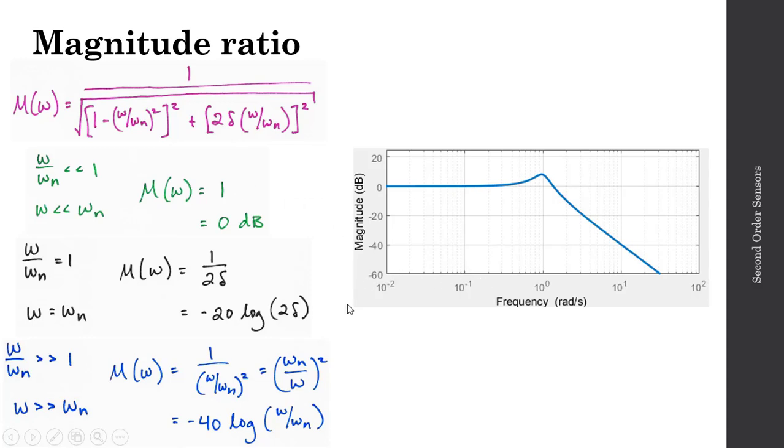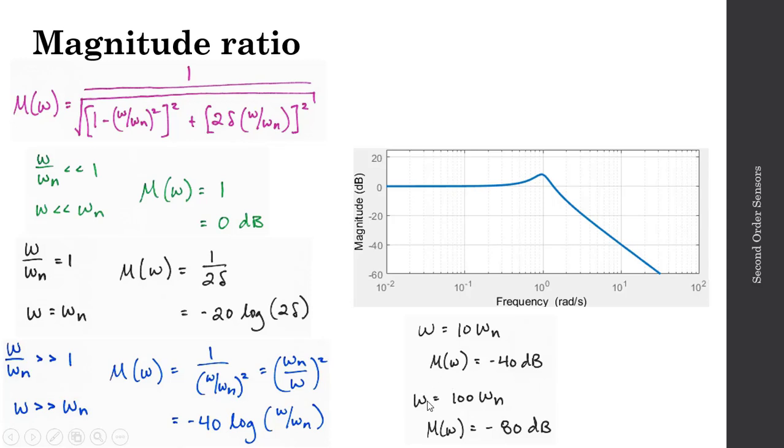And if you look at low frequencies input to my sensor here, you'll see on the magnitude ratio portion of my Bode plot that the magnitude ratio is equal to 0 dB, or is equal to 1. If I look at high frequencies, so large values of omega, what I'll find is that in the case where omega is equal to 10 times the natural frequency, my magnitude ratio will be minus 40 times the log of 10 omega n over omega n. So that'll be log base 10 of 10. As a result, I'll have a magnitude ratio equal to minus 40 dB.